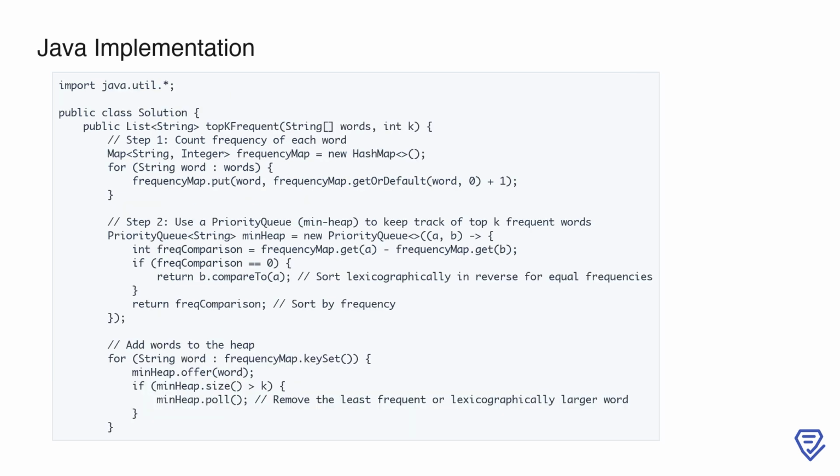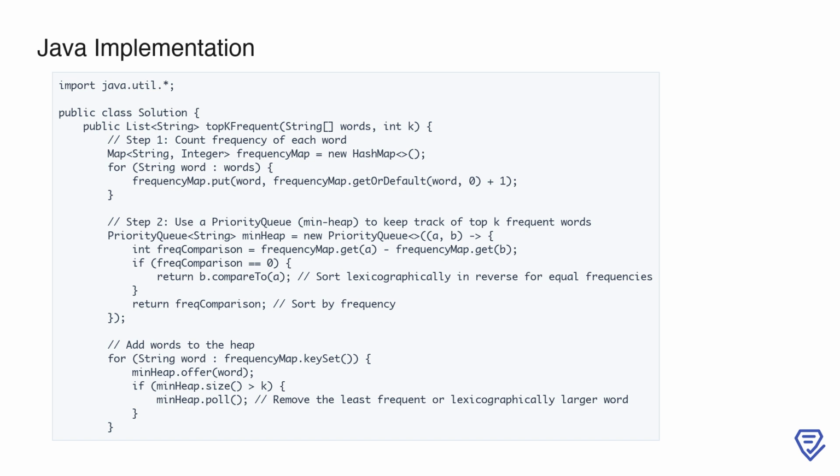Here, we start by importing the necessary Java utilities and defining a class called Solution with a method named topKFrequent. The goal of this method is to find the k most frequent words from the input array. First, we create a frequency map using a hash map. This map will store each word as a key and its corresponding count as the value.